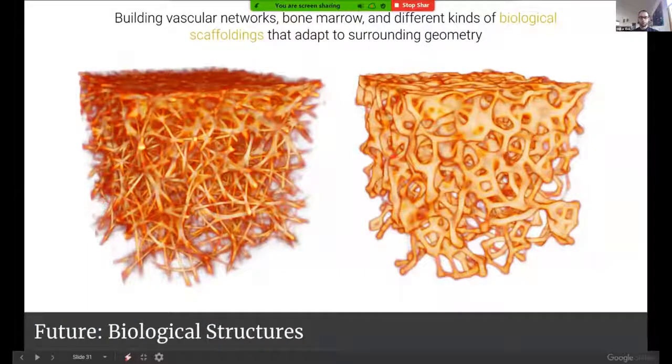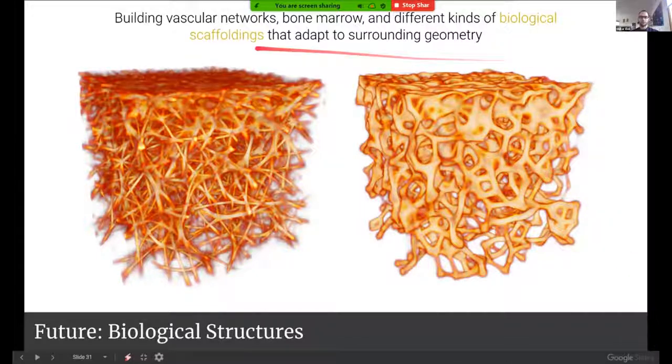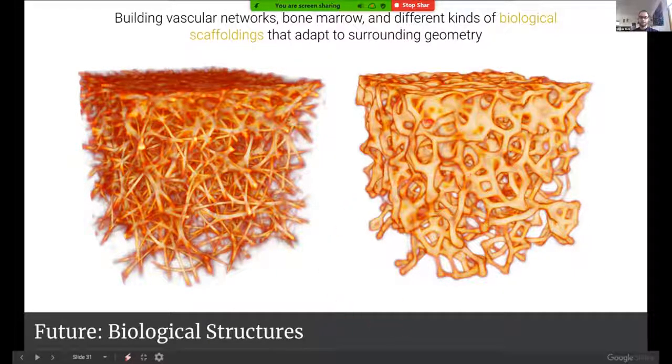The model also generates very cool, bio-looking structures. You can think about it as scaffoldings, or maybe cardiovascular systems. And yeah, judge for yourself.